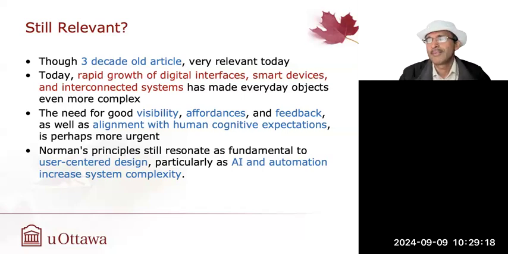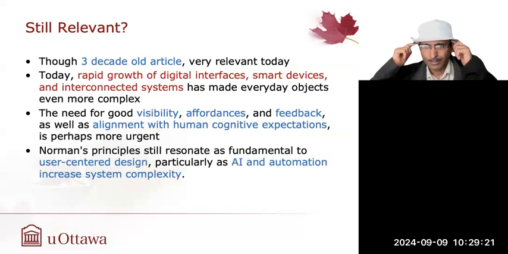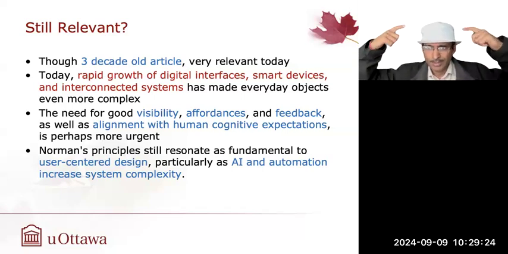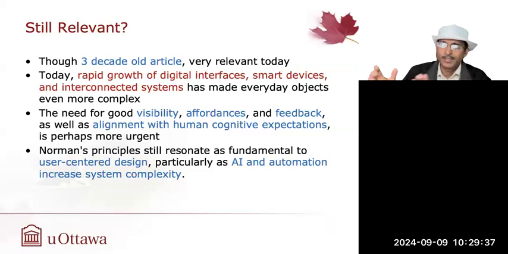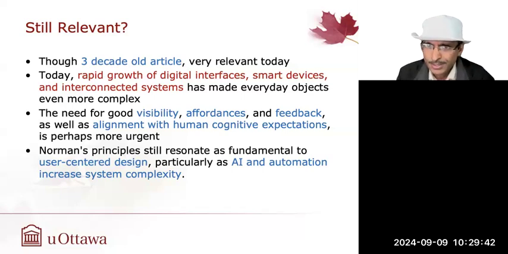Alignment with human cognitive expectations means people have some kind of thinking pattern, and designers should follow this thinking pattern when designing some new technology. And Norman's principle is still very important because it advocates human-centered design. And now we are in the age of AI tools. AI and automation increase system complexity. Which AI does what function and how is more difficult these days. So still, Norman's article is very relevant, and we can discuss that.